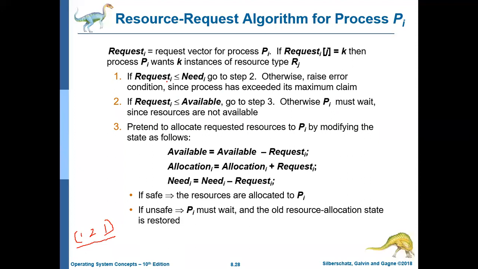If request is less than need, then only you will go to step number 2. Otherwise, you may raise the error condition since the process has exceeded its maximum claim. No process can request more than its need.